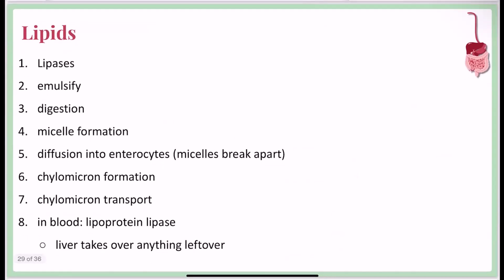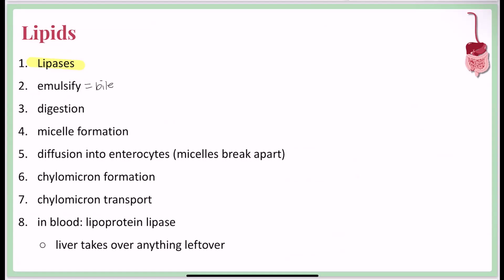Lipids are digested a little bit differently because lipids are just larger molecules. Lipids are digested by lipases. Those are fat digesting enzymes. So here's how it works. It mostly happens in the small intestine. The first thing that we do is we want to emulsify those fats, and that happens with bile salts.